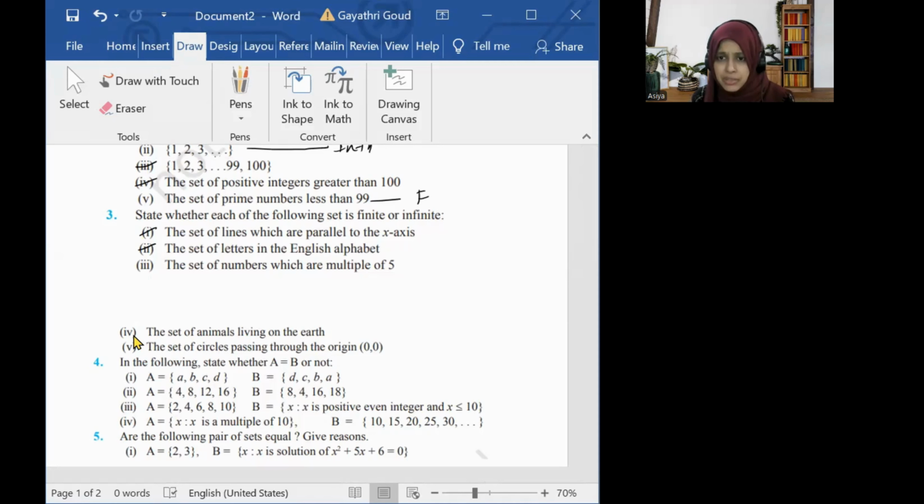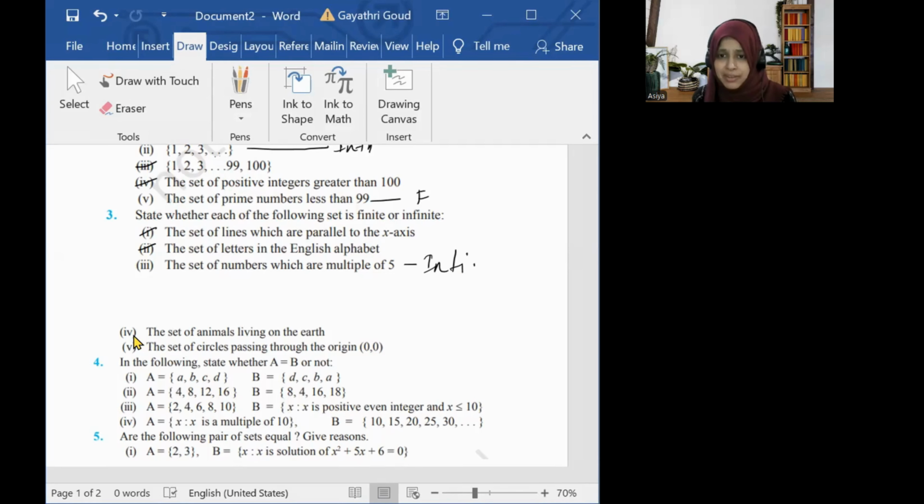The set of numbers which are multiple of 5. Can you count what are the multiples of 5? Oh my God, no. It goes on 5, 10, 15, 20, 25, on and on and on. So this is an example of infinite set.